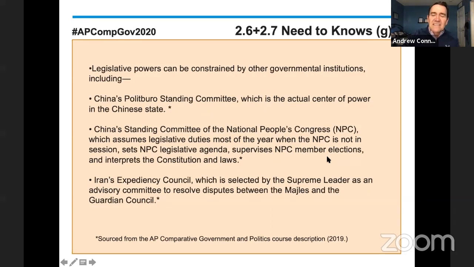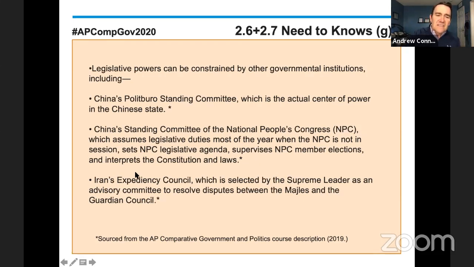And they supervise elections of the NPC members, and they interpret the constitutional laws, acting almost in that case as a court in China. So that's really where the power is. The Politburo Standing Committee of the party and the Standing Committee of the National People's Congress. Again, much more top down than what it looks like in the Constitution.